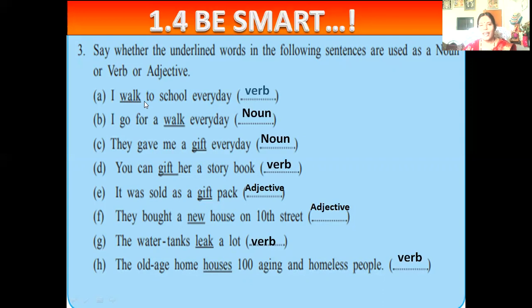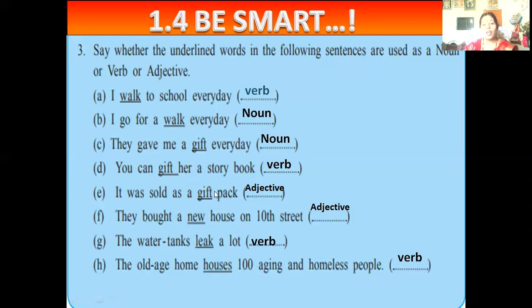In the first sentence, walk is used as a verb. I walk to school every day. To walk is the action word, so it is used here as a verb. In this sentence, walk is used as a noun. They gave me a gift every day. Here, a gift is used as a noun.